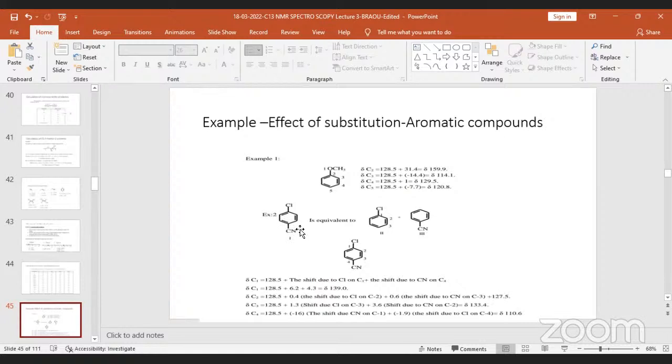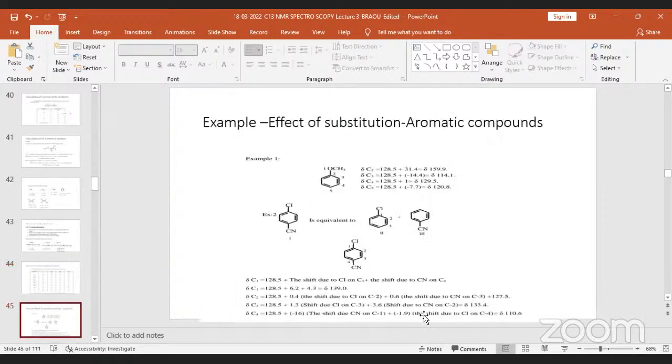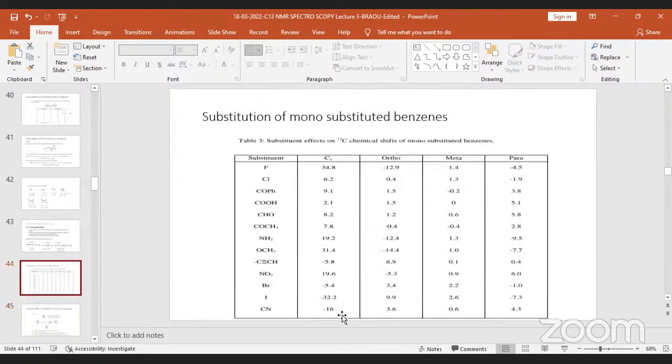Similarly, delta C3: for chlorine it is meta, for cyano it is ortho. Chlorine meta, 1.3 you have to add. Cyano ortho is minus 16, which is the anisotropic effect again. Adding these, we get 110.6. As I just told you, for carbon attached to an alkyne carbon or sp carbon, that is a triply bonded carbon, upfield shift will be observed only in case of iodine, heavy atom effect, bromine, heavy atom effect, and cyano, anisotropic effect. Only in these 3 cases we observe upfield shift on the ipso carbon also.